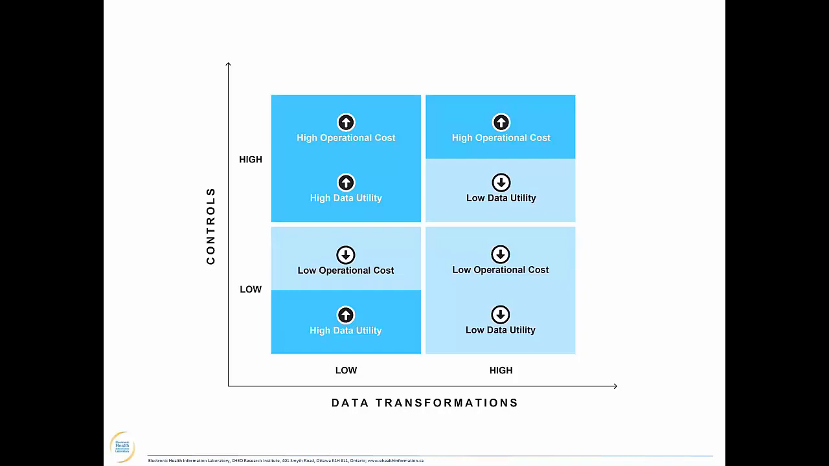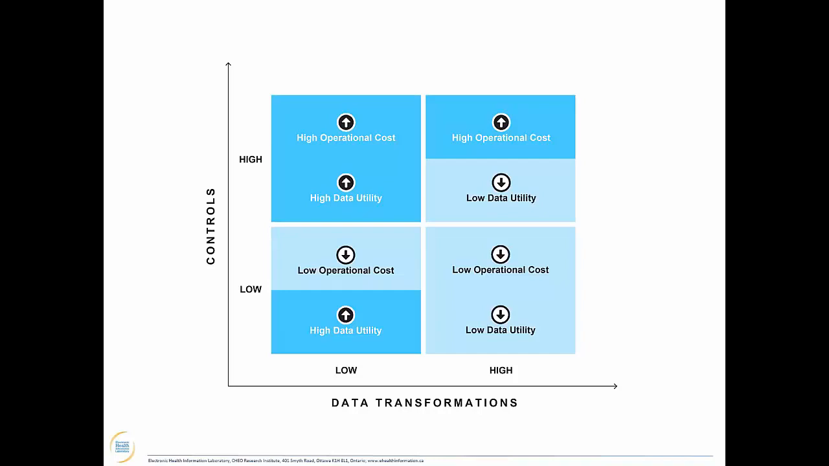The top right quadrant is when you have high data transformations and high controls. And this is the least attractive, of course, because you have high operational cost and low data utility. The top left quadrant, you have few data transformations and high controls. So you get high utility, but it's costly. So a number of the PETs fall into that quadrant.